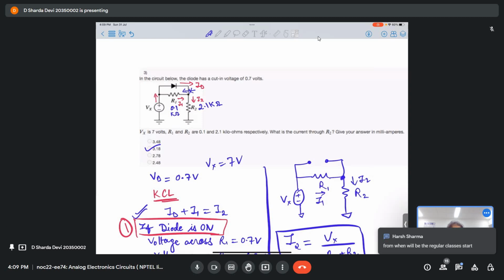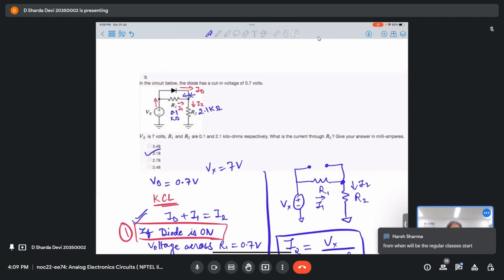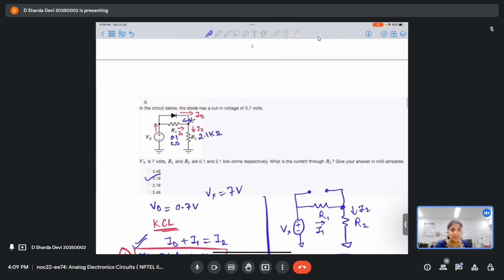When will be the regular classes? So regular classes, you are getting these recorded lectures, right? You have to go through those lectures, and we will have these live sessions every week, and then you have to solve the assignment and submit. So those recorded lectures are the regular classes. It's just that rather than being a live session, they are recorded lectures, that's it.